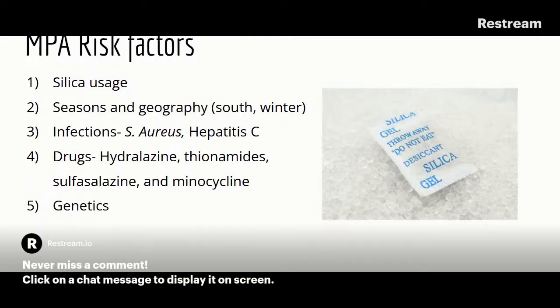The main risk factor that we have associated with it is silica usage. So if you're exposed to silica, if there's an occupational risk there, that might be quite a risk factor for MPA. If you're in the south or in the winter seasons, you're more likely to develop MPA, the mechanism of which is not really understood. If you've had a historic infection with hepatitis C or Staph aureus, you're more likely to develop it. Hydralazine, thionamides, sulfalazine, minocycline are all associated with MPA. They're a risk factor that can cause it to develop, and of course a family history.